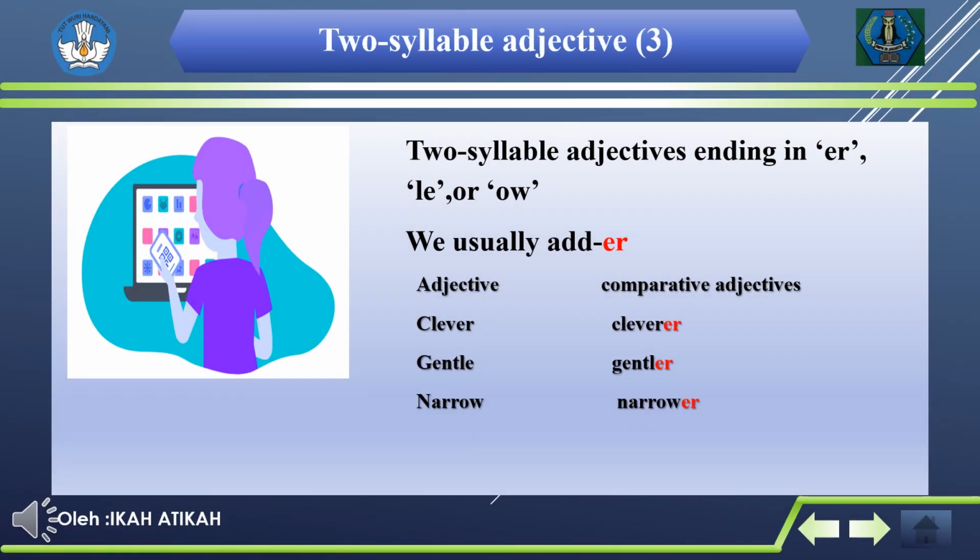Two-syllable adjectives ending in ER, LE, or OW. We usually add ER. Clever, cleverer; gentle, gentler; narrow, narrower. Example, Husna is cleverer than the other student.